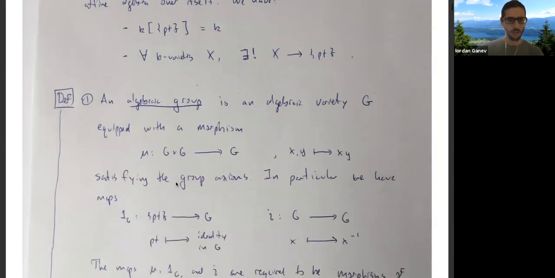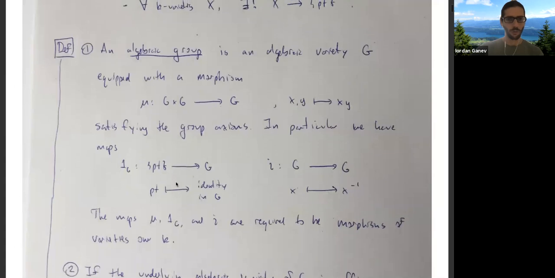Okay, so now we get to the definition of an algebraic group. We saw a preview of this definition in the introduction last week. An algebraic group is an algebraic variety, and now we know what that is, equipped with an operation, a multiplication map mu from G cross G to G. I'm going to write it with juxtaposition: x comma y goes to xy. And it satisfies the group axioms. You probably all know what those are, but I'll rephrase them in a second.